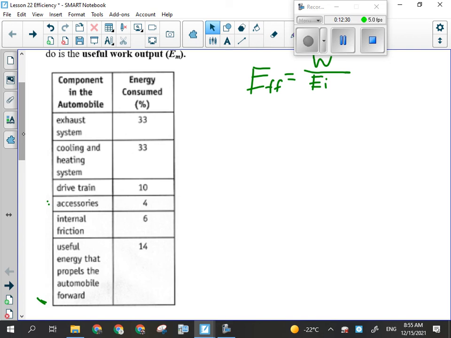Anyway, those take energy. They take energy from your fuel. Internal friction, 6% loss. Okay, any moving parts other than the ones already previously mentioned. Okay, what's left is the useful energy that propels the automobile forward. 14, 225. If you have a hybrid car, probably a little higher. If you have an electric car, that number is a lot higher.